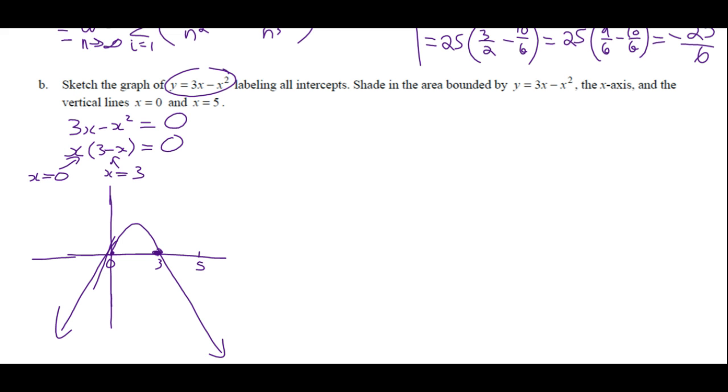All right, and we want to shade in the area bounded by this curve, the x-axis, and the vertical lines x equals 0 and x equals 5. So let's shade. So we've got this area here, and we've got this area here.